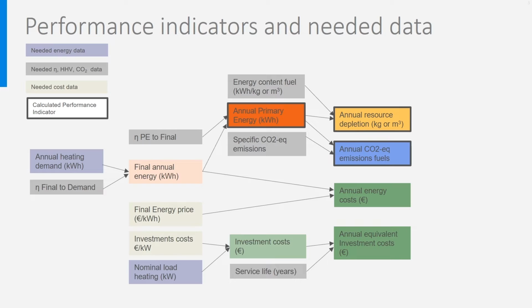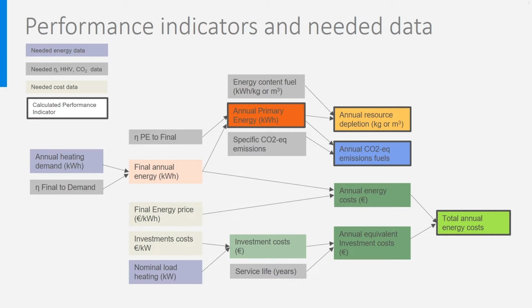Finally, by adding the energy costs to the investment costs, we get the total annual energy costs. So in total we end with 4 annual performance indicators, the ones with a thick black outline in the flowchart: primary energy, resource depletion, CO2 equivalent emissions, and total energy costs. And to estimate these performance indicators, we need the energy demand from the building, data on efficiencies, heating values, CO2 emissions, and cost data.